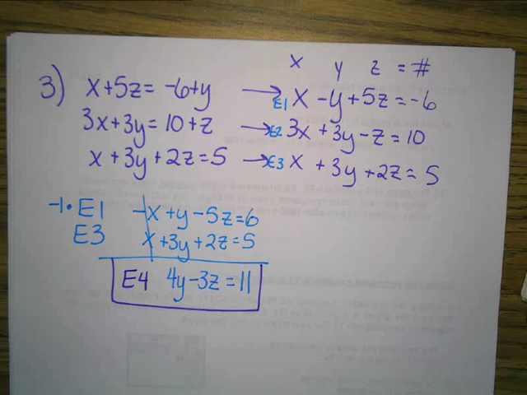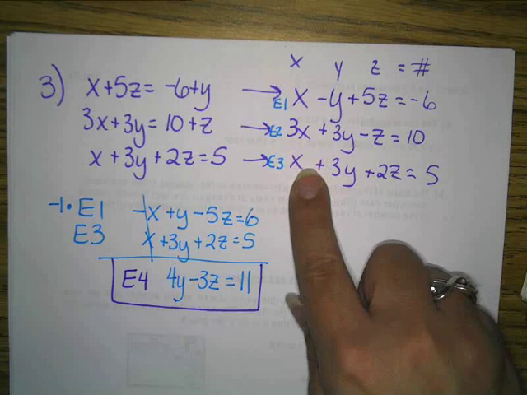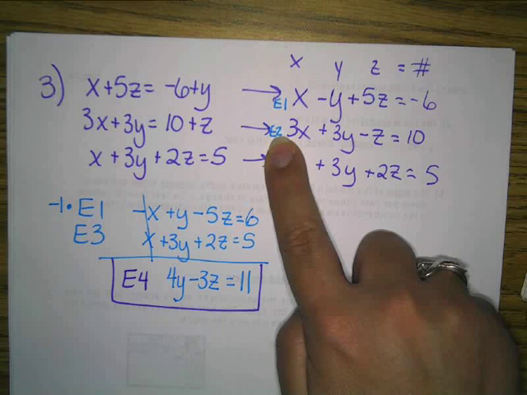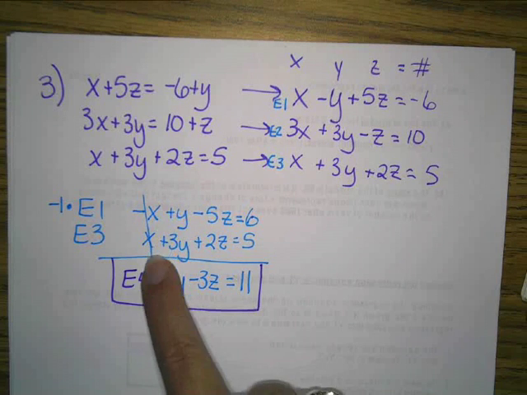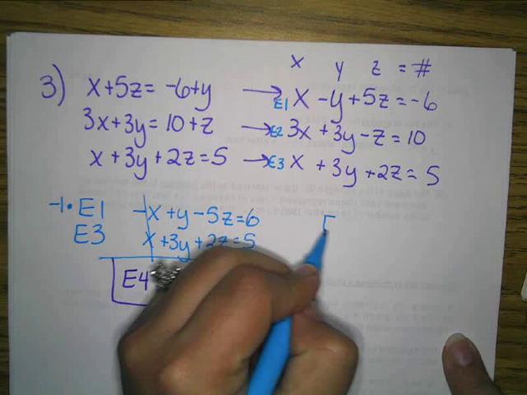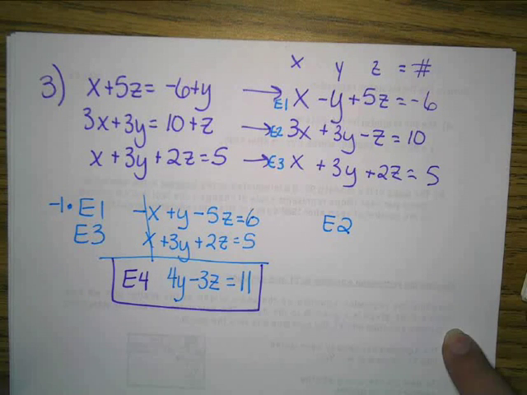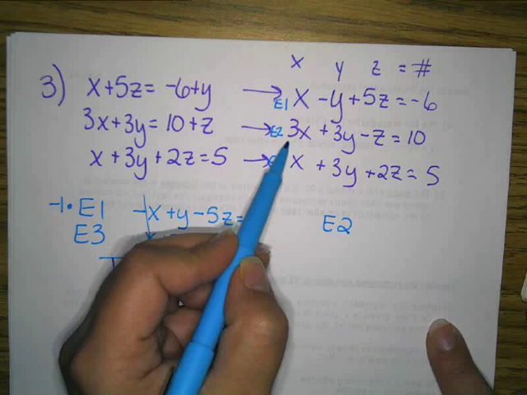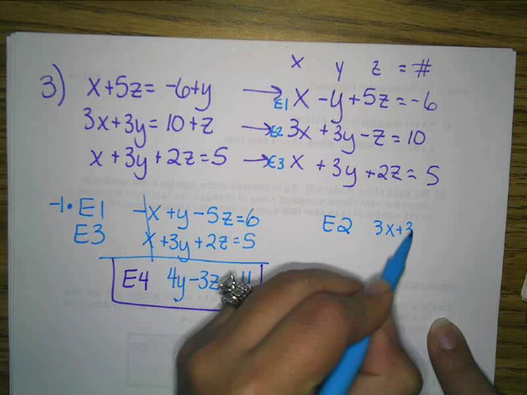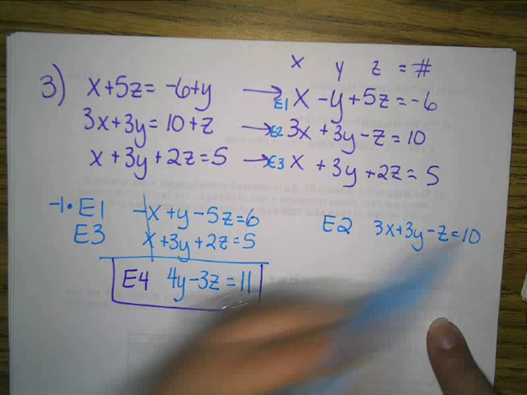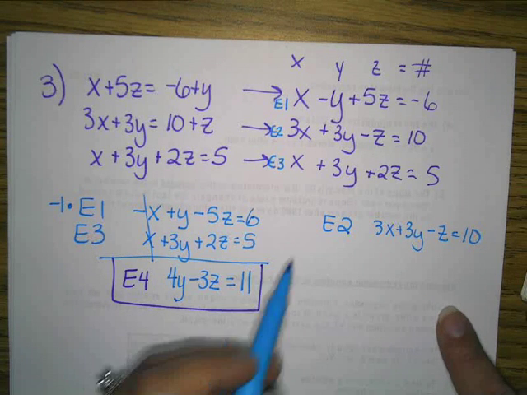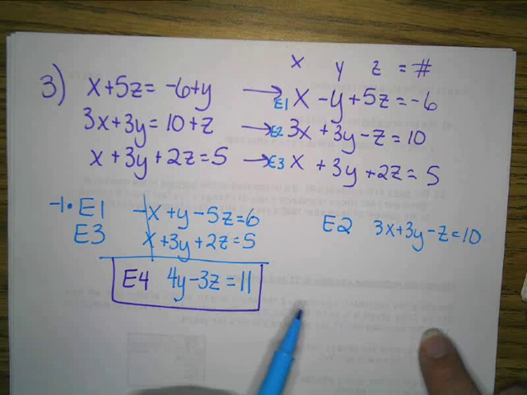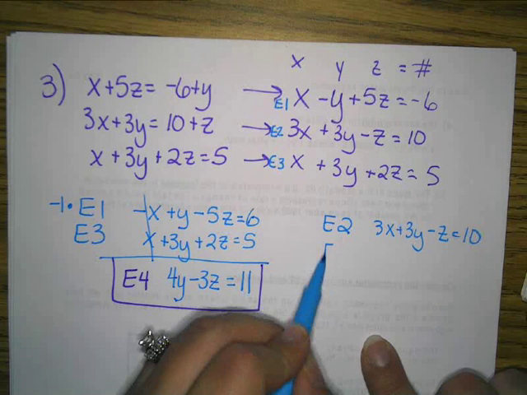So now I need to go back to the beginning. I need to choose two equations. One of them has to be E2 because I haven't used it yet, and get rid of the same variable. So I'd have to use E2, and I have to get rid of x. Well, E2 is 3x plus 3y minus z equals 10. Now, I can use either E1 or E3 and just multiply by negative 3. So I'm going to go ahead, let's just use E3.